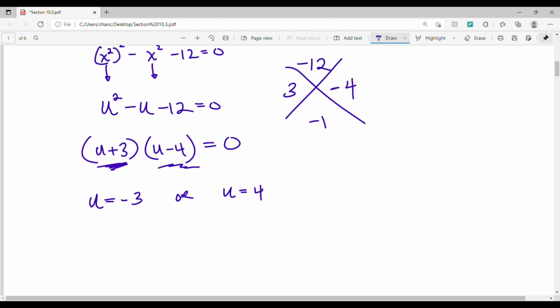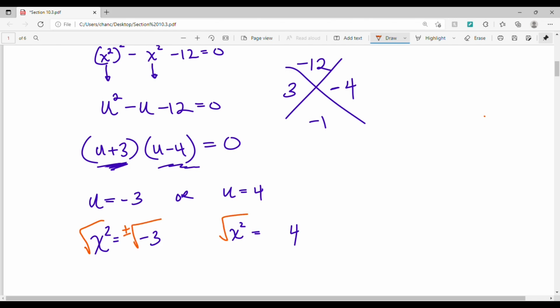What was u originally? Well, u was x squared, so we'll replace that with an x squared equals a negative 3. And this would be x squared equals a positive 4. We have to take the square root of both sides now. So let's take the square root of this side, square root of that side.